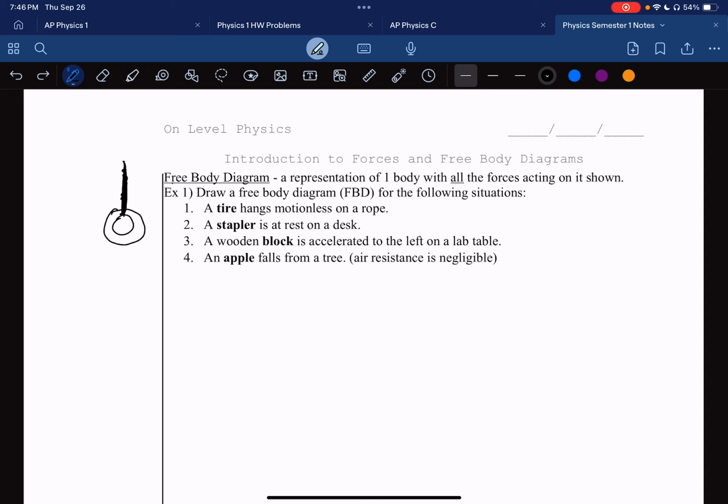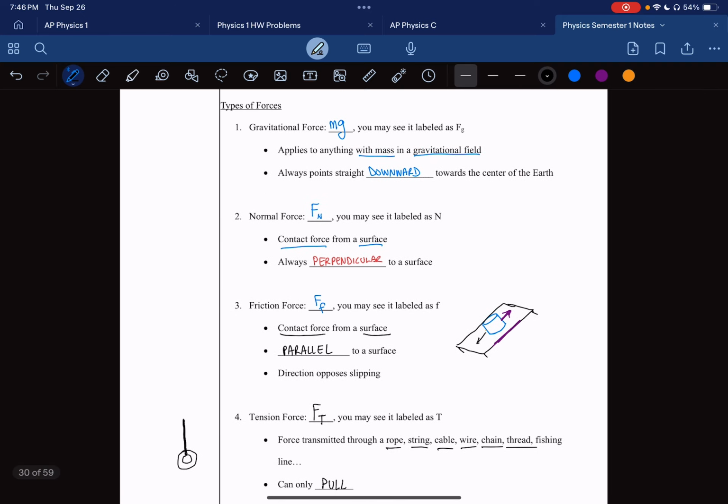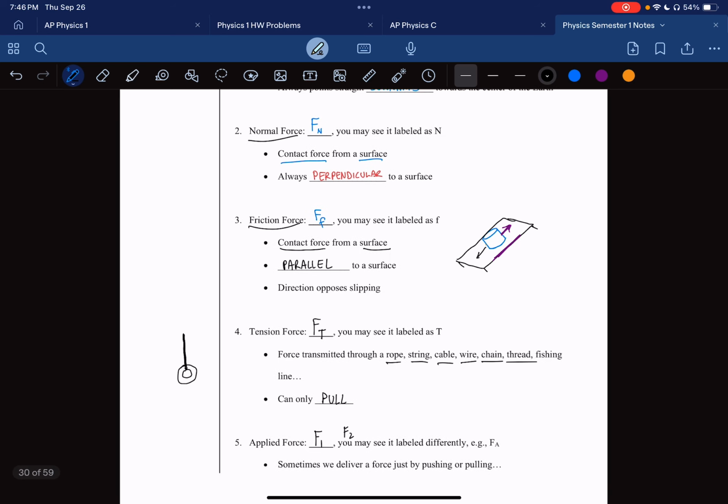Now, when we represent it as a free body diagram, we don't really draw a picture of it. What we draw is, we typically just draw a dot that represents the tire, and we show all the forces on it. So not all of these forces, but some of these that apply to it. Does the tire have a gravitational force? Is it in contact with a surface? Is it in contact with the surface and prevented from slipping? Does it have a tension force from a rope? Does it have an applied force?